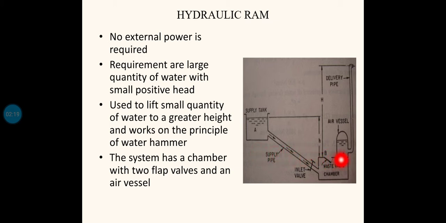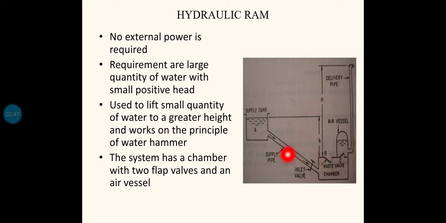As I have told, it has a chamber at the bottom portion. You can see a rectangle here. This is the chamber, and two flap valves are also there. B and C are the flap valves, and along with that we can see an air vessel at the top of the chamber, and a delivery pipe is also there to lift the water from the air vessel to the required height. So this is the delivery height, and the water is discharged at this point. You can see this pipe will be very small in area, so the discharge will be very small only.